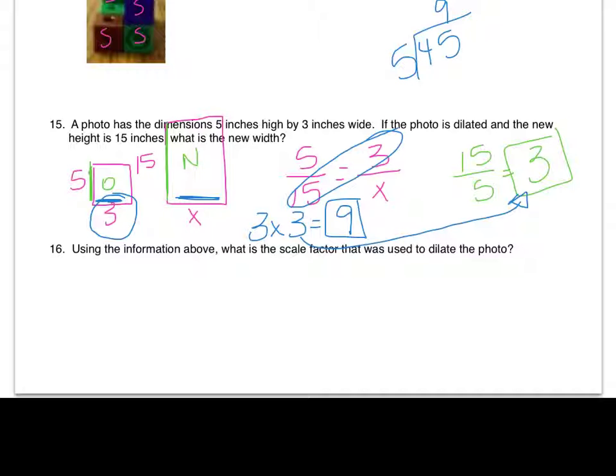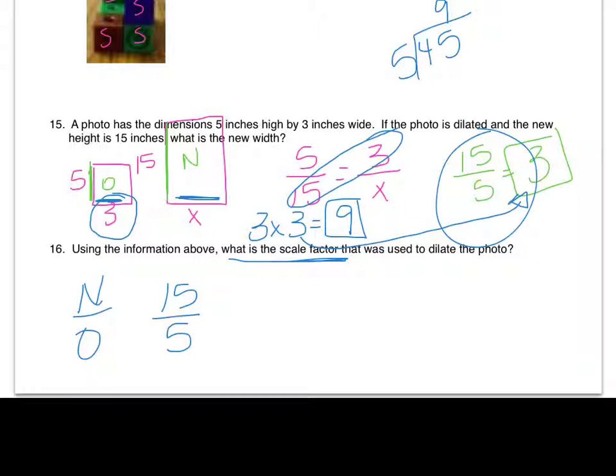Oh look, number 16. What is the scale factor? Well, I just found it right here. So I did new over original. So I did 15 over 5. And I had to use 15 over 5 because those were the only two sides that I actually knew at first.